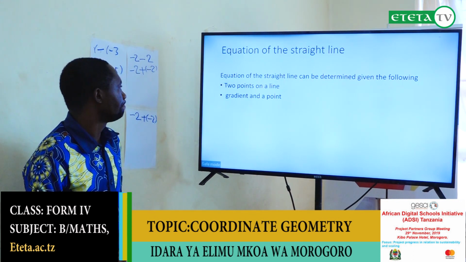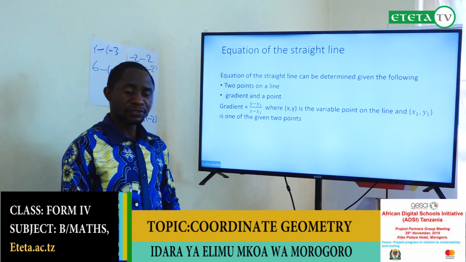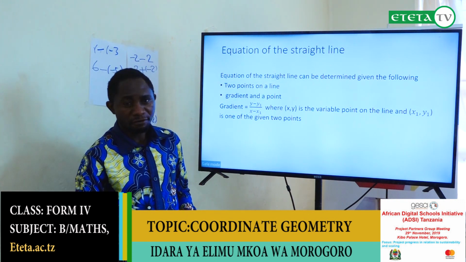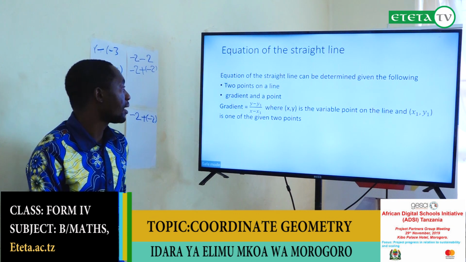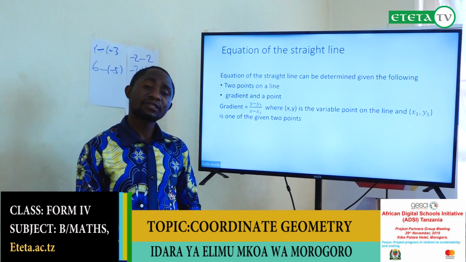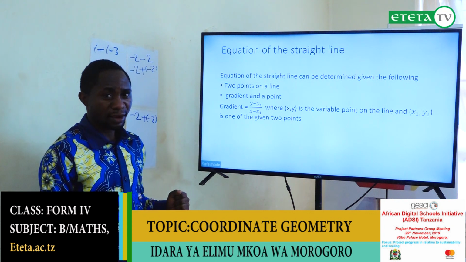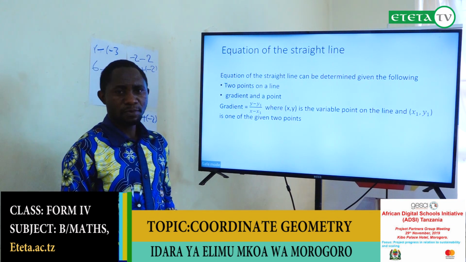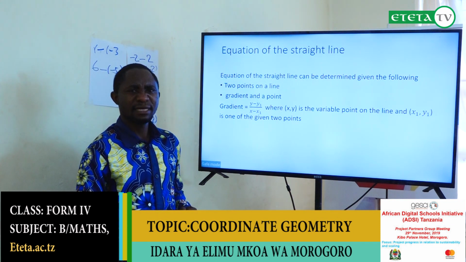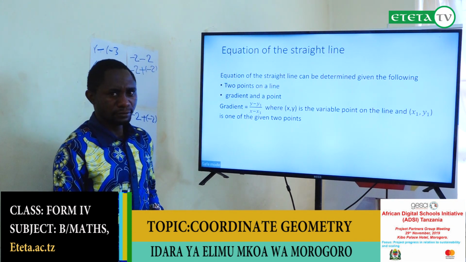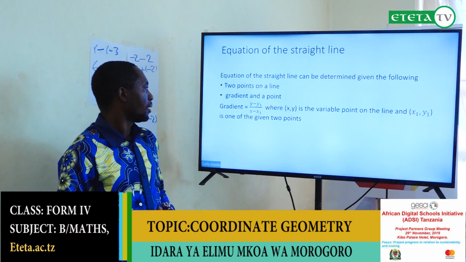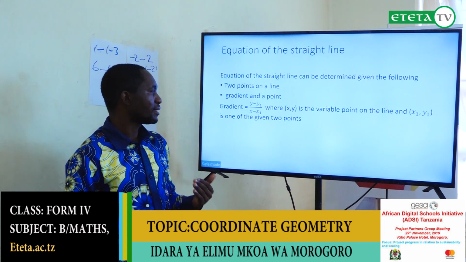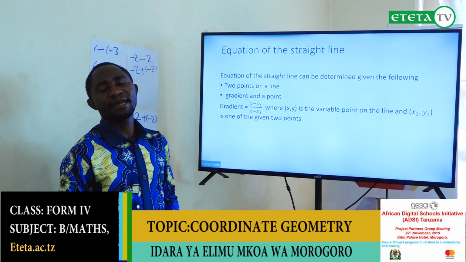Now, as usual, gradient equals y minus y1 over x minus x1, where y and x are variable points, or any point on a line, and the x1, y1 is the given point on the line.